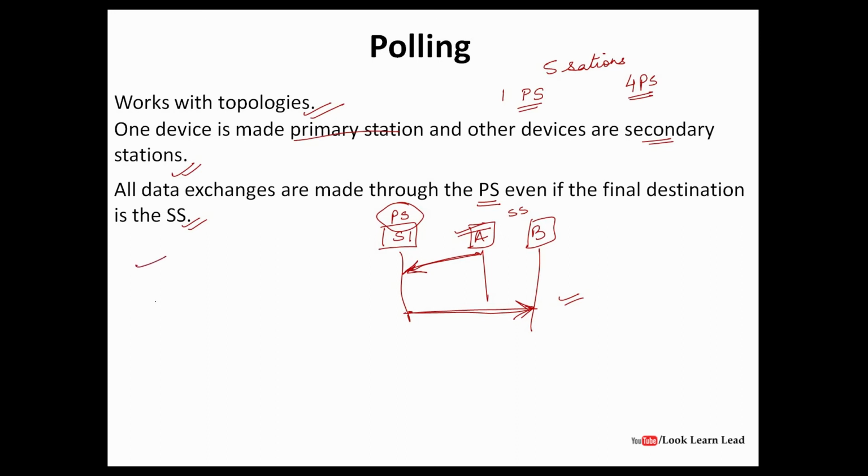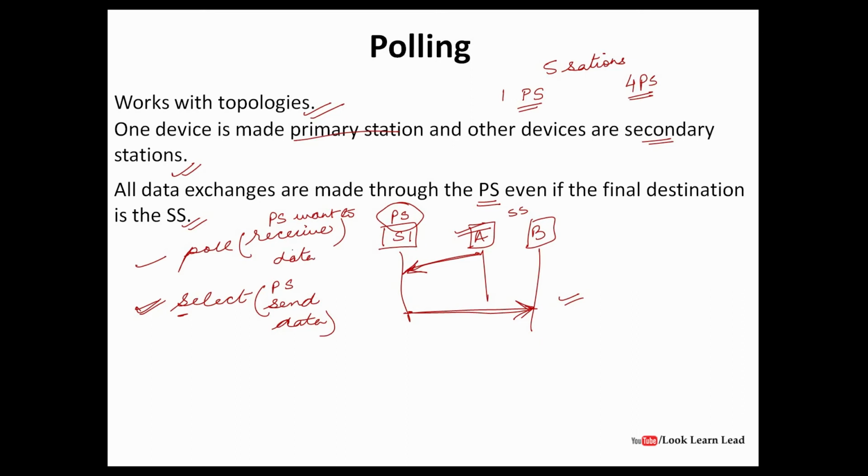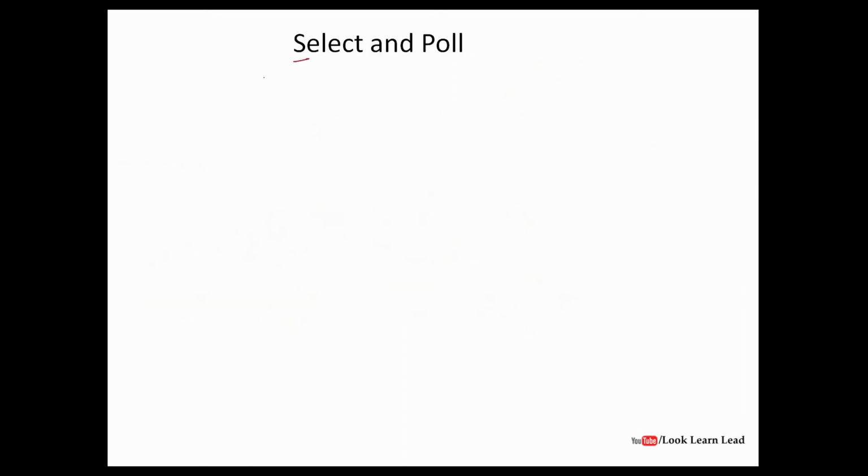In this way, we make use of 2 functions: one is poll and the other is select. Let's see when poll and select are used. When the primary station wants to send data, select is used. When the primary station wants to receive data, poll is used. So select is when the primary wants to send, and poll is when the primary wants to receive.